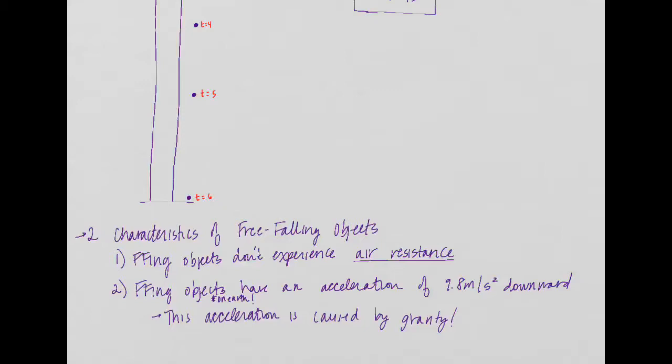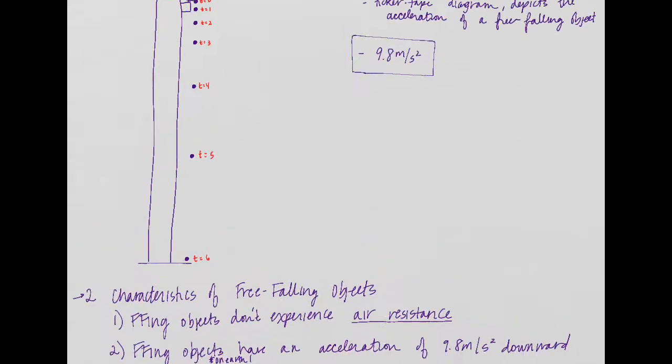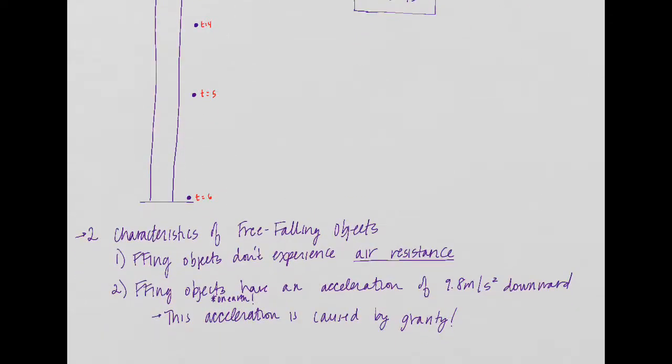The second characteristic is what I just said to you earlier about 9.8 meters per second squared. Free-falling objects have an acceleration of 9.8 meters per second squared downward. And see here I wrote specifically on Earth. Free-falling objects on Earth have an acceleration of 9.8 meters per second squared.